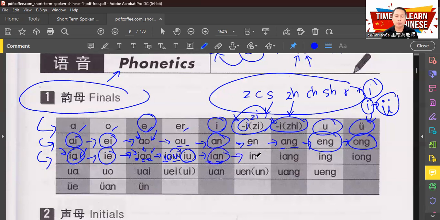Okay, we will go to the next one. IN is very easy. It's quite same as English. IN is in. Okay, let's do the next one. I is E, ANG is an, E mixed with an is yang, yang, like this.